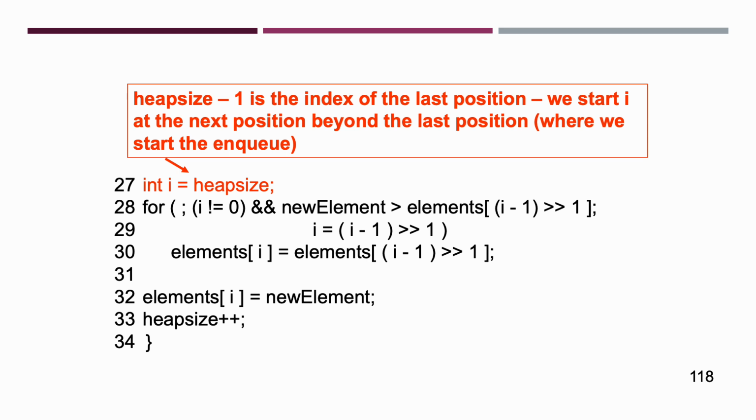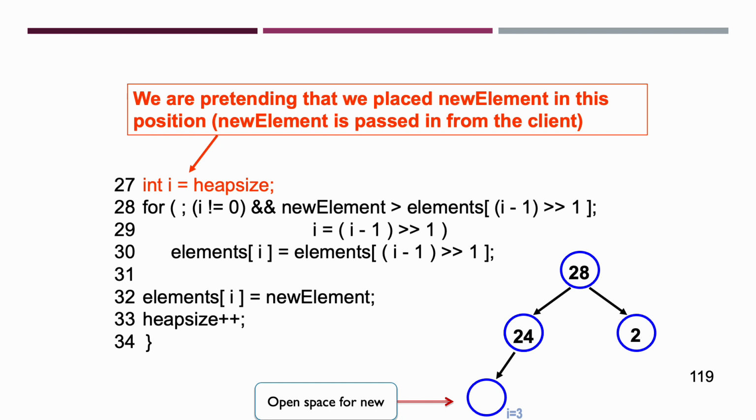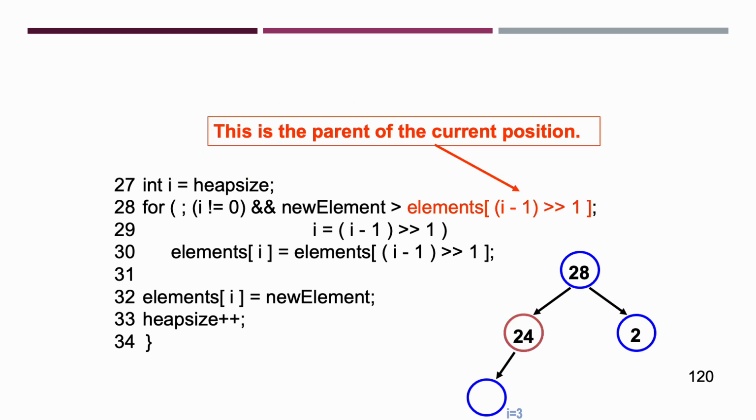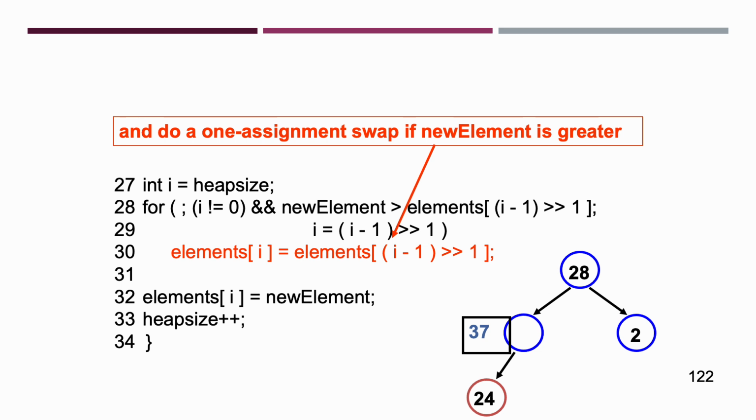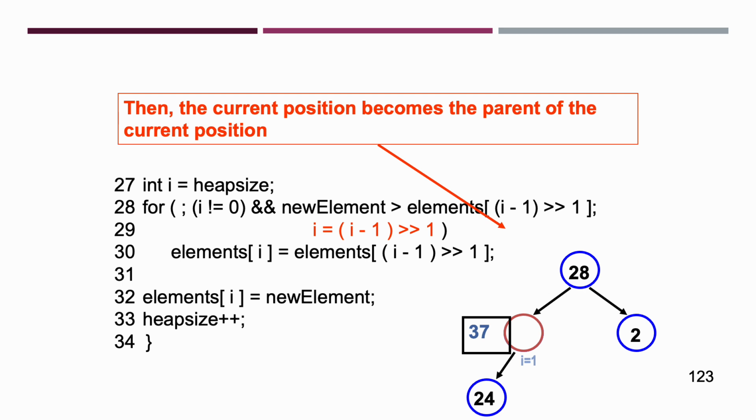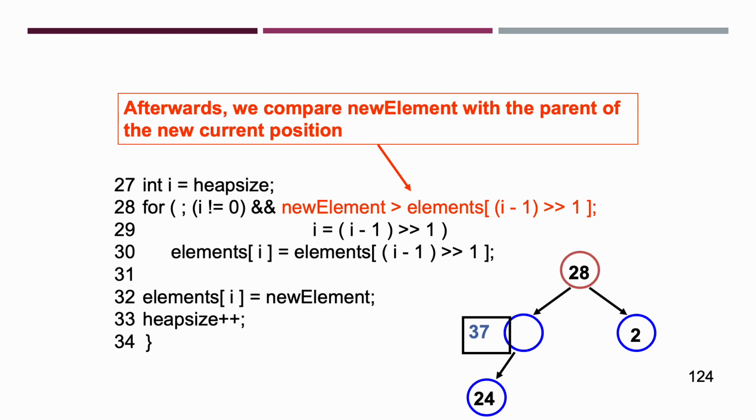We'll also see another example here. If you look, we have an open space for the new element. We are pretending that we placed the new element in this position. The new element is passed in from the client. Now we compare the new element with the parent value, say 37. We do a one assignment swap if the new element is greater. Then the current position becomes the parent of the current position. Afterwards, we compare the new element with the parent of the new current position.